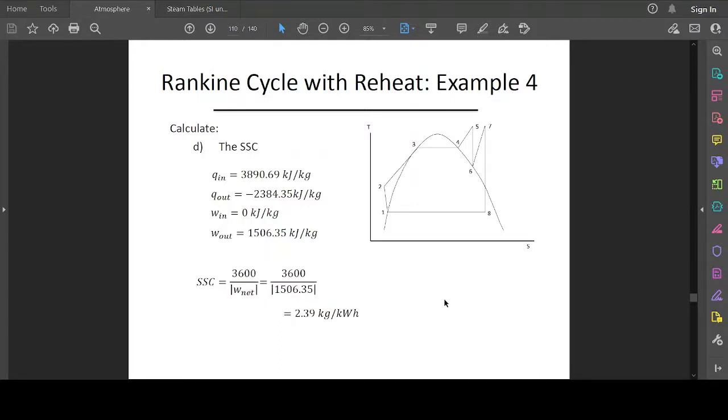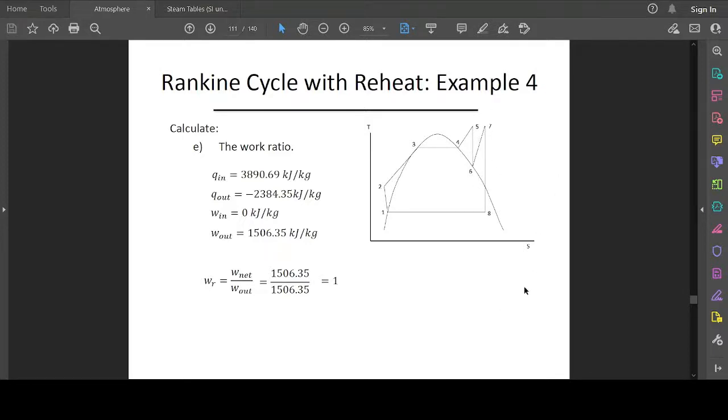So the specific steam consumption, we know the formula is 3,600 divided by the net work, and that gives us a steam consumption of about 2.4 kilograms of steam for every kilowatt hour of power generated with the turbine. As you can see, the steam consumption is reducing the more we add heating in between, the more we increase the quality of the steam and add two turbines.